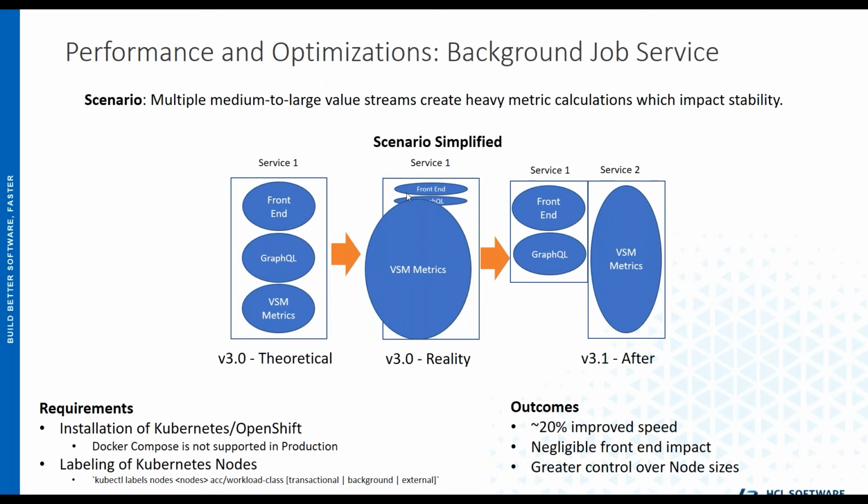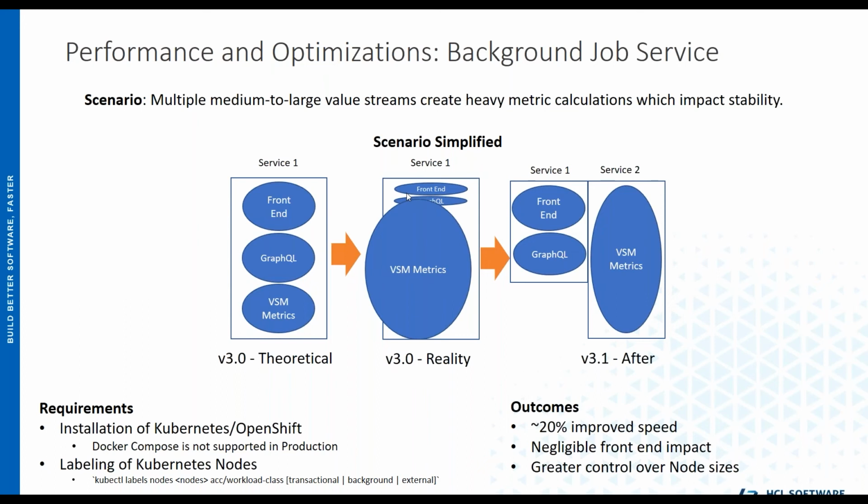We've started to update our logic and our Kubernetes Helm charts to ensure that, one, these VSM metrics exist in a new service. They are separated out. They won't impact the existing front end and GraphQL services, but also they're allocated their own node. Some of the outcomes that we've seen with this is just a flat 20% improved speed. As we calculate these VSM metrics, they are now being calculated faster.